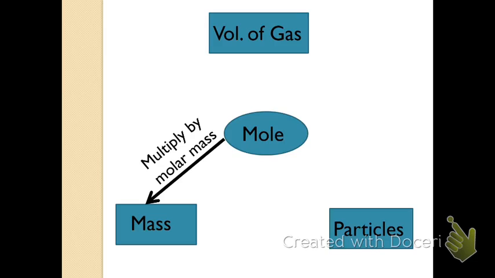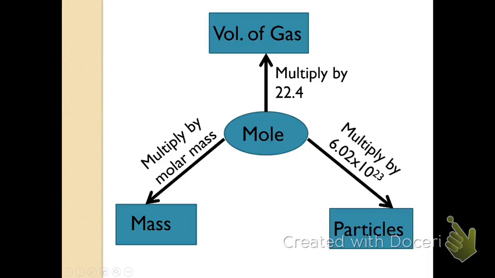To get to the volume of a gas, if I have moles of a substance, I can multiply it by 22.4, which is the volume of a gas at standard temperature and pressure. And to get to particles of a substance, if I know the moles of a substance, I can multiply that by Avogadro's number of 6.02 times 10 to the 23, or E to the 23, which is how I'll probably be saying it through this. But notice that everything is mole to, and mole to.